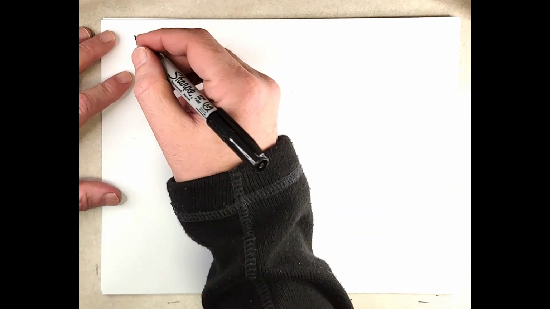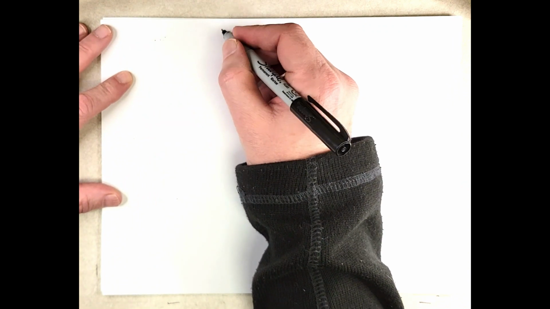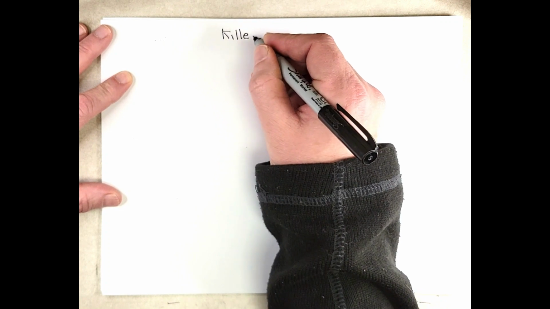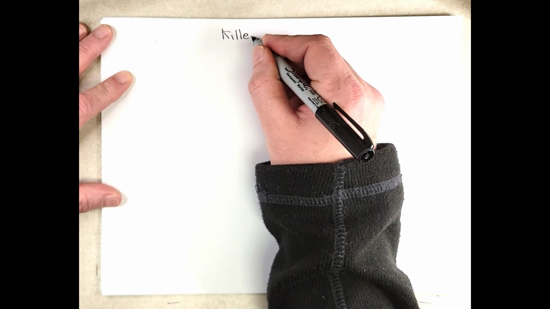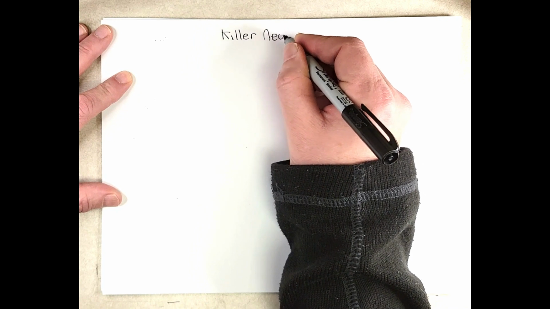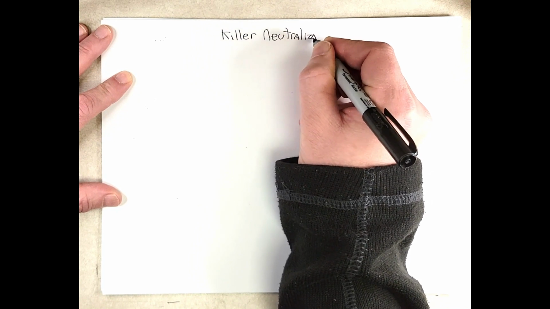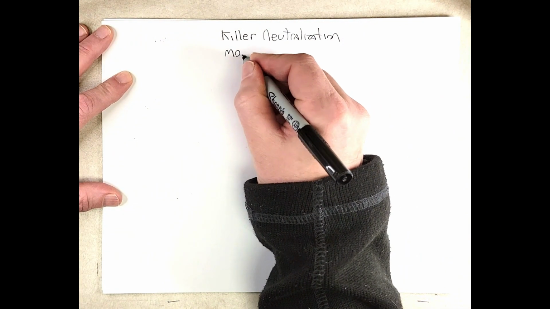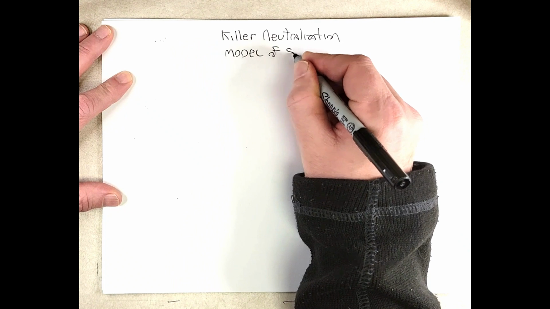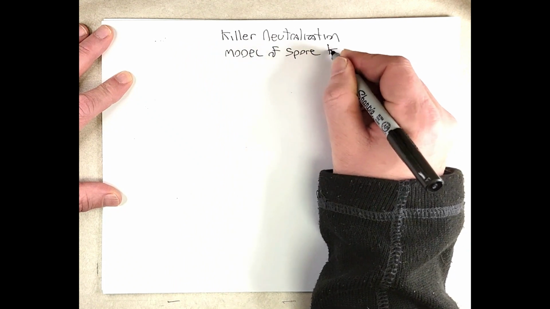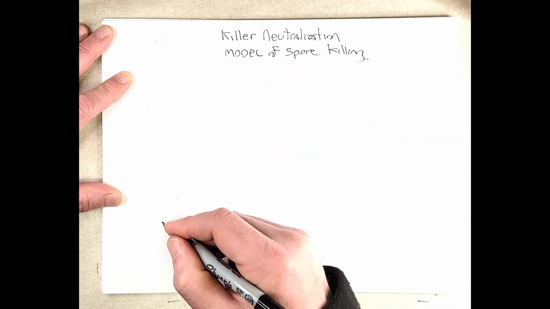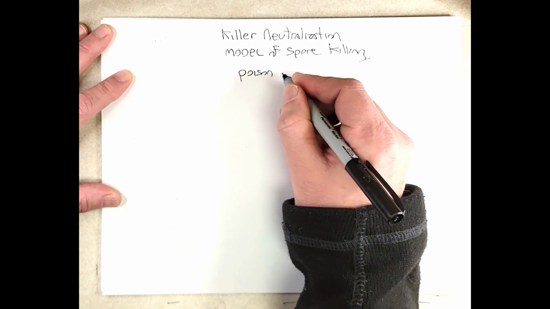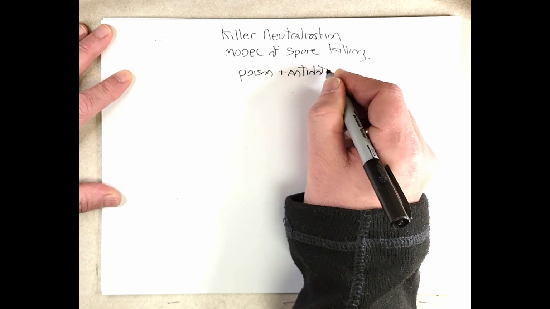Okay, so finally, Hammond et al. proposed a model for how spore killing works, at least with SK2 and SK3. And that model is called the killer neutralization model of spore killing. Essentially, it assumes that spore killing works through a poison and antidote system.